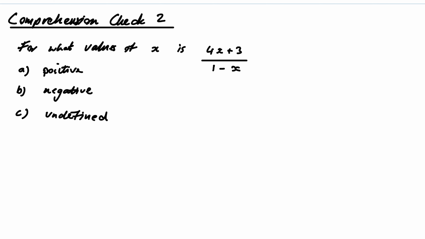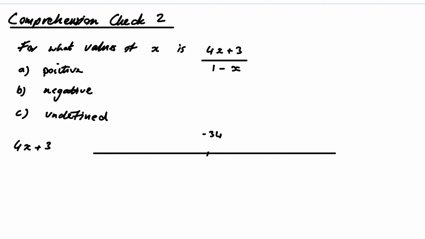So I'm going to do it in exactly the same way as I did the previous example. So draw a number line. Now, we've kind of done this. My key position was minus 3 over 4. Okay, and you were positive on this side, and you were negative on this side. And you were 0 at minus 3 over 4.